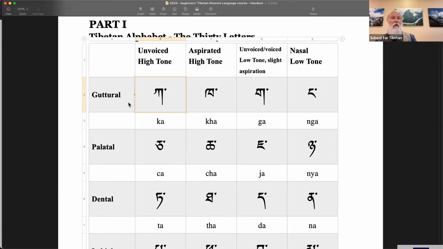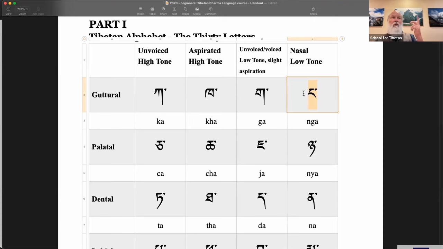Just for example, this one is ka. This one is the same sound with the addition of an aspiration. Ka, ka. This one then is in low tone with slight aspiration. Ka. This I will come back to later. This one is the corresponding nasal sound.